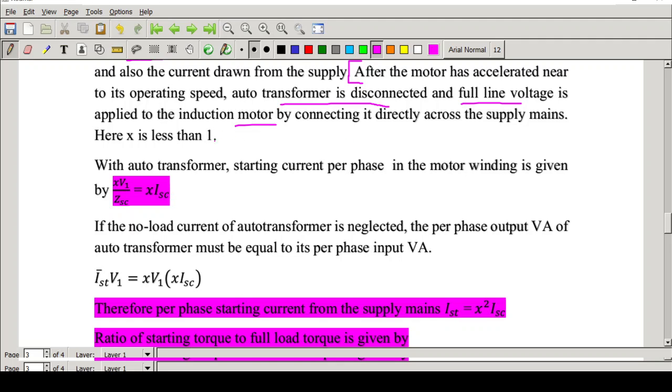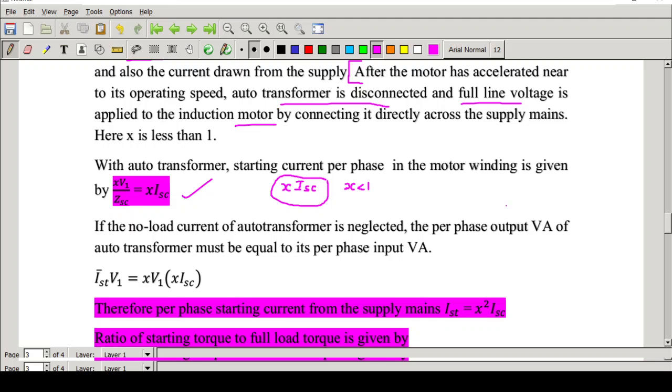So this is what I explained before. In the case of using this auto transformer, initially the current through the stator winding is not ISC, it is X into ISC. See, the current is reduced, right? So the current which is flowing through the stator winding of a three-phase induction motor during the starting time is now X into ISC, where X is less than 1. That means the current will be reduced.